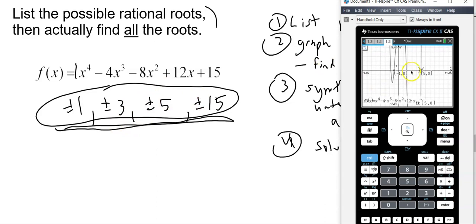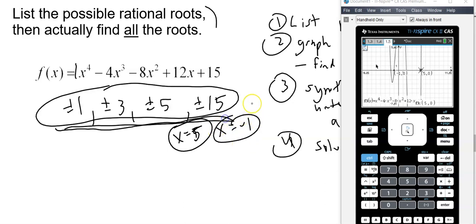So these other 2 solutions, 1.73 and negative 1.73, look to be probably irrational answers here. They're not on my list of possible rationals, so I'm not going to worry about those. But I got 2 from the graph. I got 5 and negative 1. So I have solutions at x equals 5 and x equals negative 1.